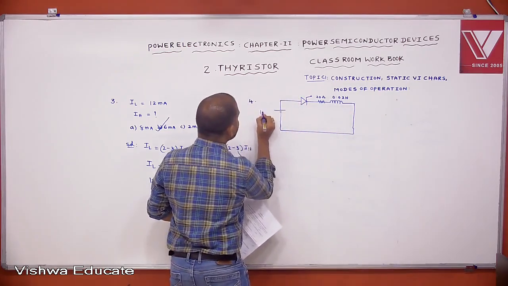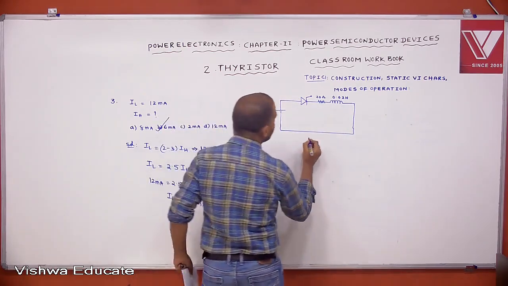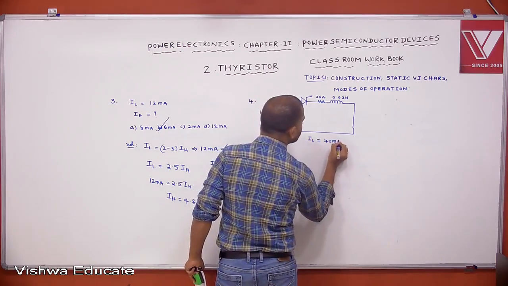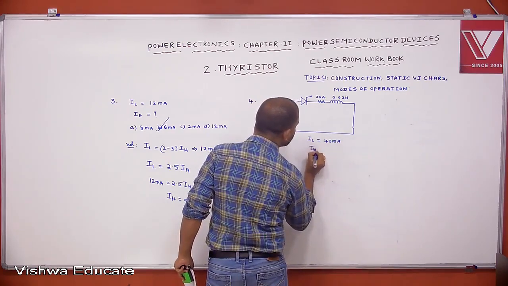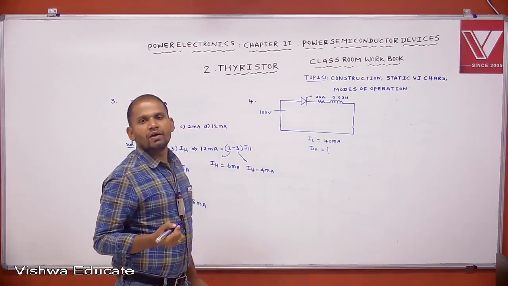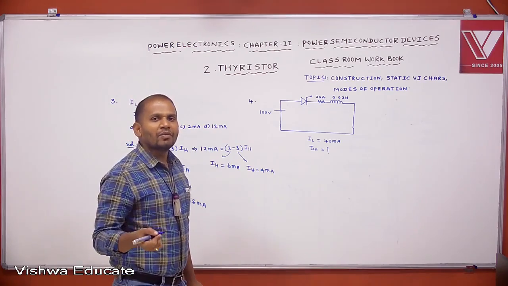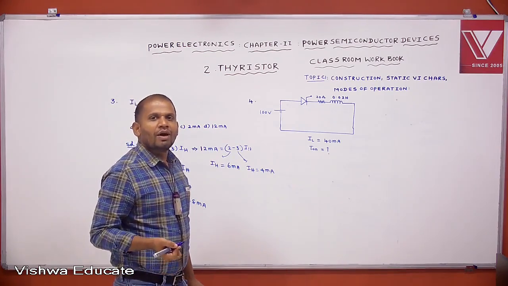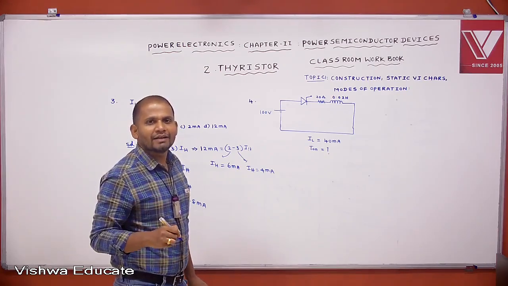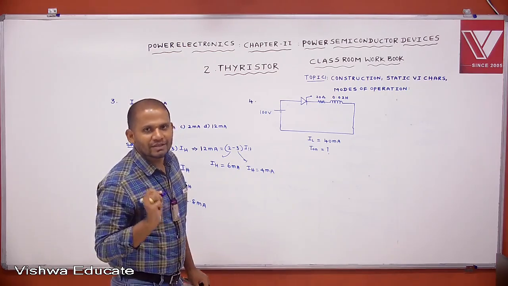The supply voltage is how much? 100 volts. How much latching current is given? 40 milliamps. Then what is the minimum gate pulse width for reliable turn on? I told the concept: to calculate the minimum gate pulse width for reliable turn on, you calculate the time corresponding to latching current. That gives the minimum gate pulse width for reliable turn on of the SCR.